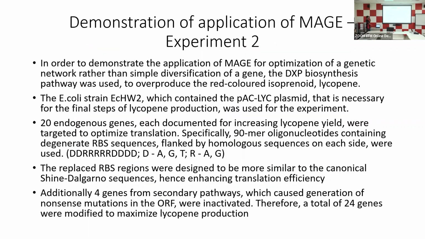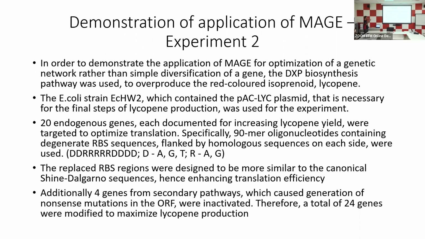Right. Now the second experiment illustrates an application of MAGE, how MAGE can be applied in a real situation. Today we learned about the DXP biosynthesis pathway, and they use the same pathway to show the application of MAGE. They basically use MAGE for optimization of the genetic anatomy rather than simple diversification of a gene. They use the DXP biosynthesis pathway to overproduce a red colored isoprenoid, lycopene.